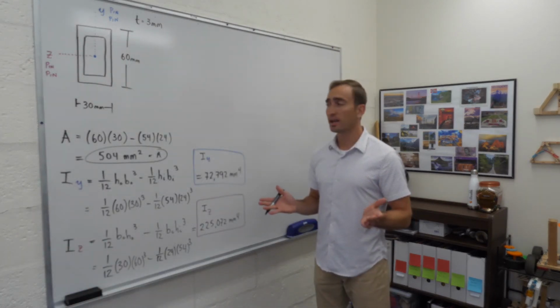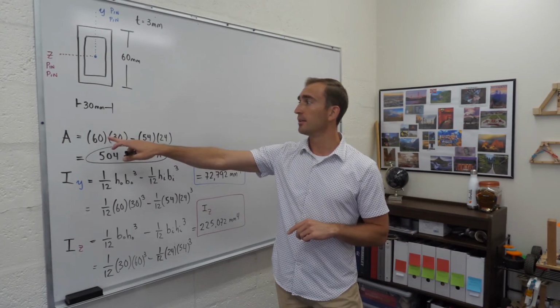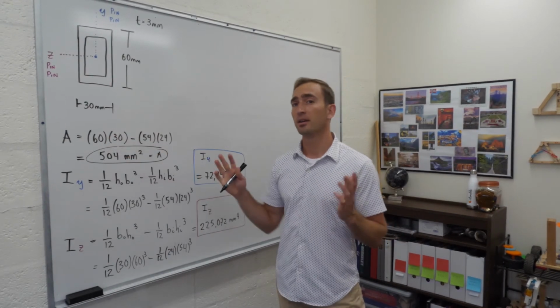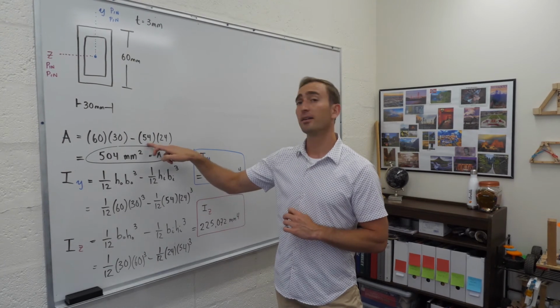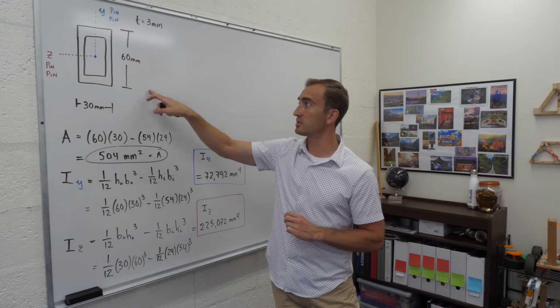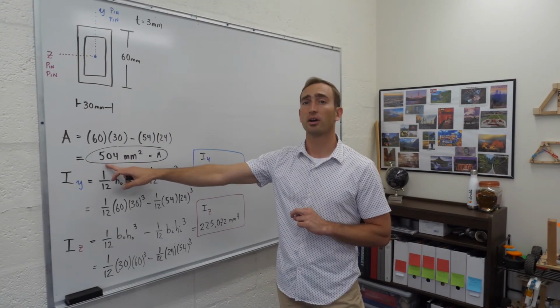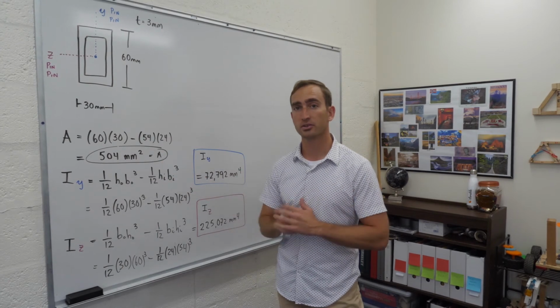So you can now see that I've set up the area equation. I've computed the area by taking the outer dimension, 60 times 30, minus the area of the inner dimensions, which, given that the thickness is 3 millimeters, is going to be 60 minus 6 and 30 minus 6. So what we calculate here is that the area of our cross-section is 504 millimeters squared.